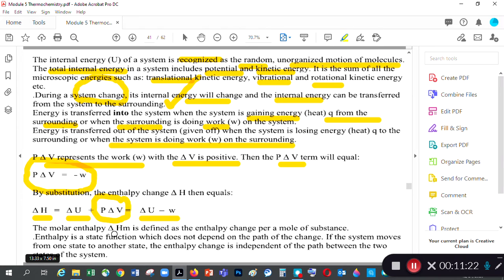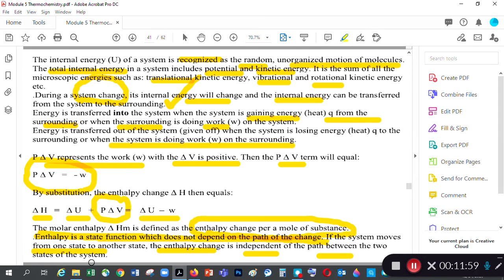The molar enthalpy change, delta H M, is defined as the enthalpy change per mole of the substance. Anytime you get molar, then a mole has to be involved. And it's very important here that enthalpy is a state function. What does it mean? It means it does not depend on the path. If the system moves from one state to another state, the enthalpy change is independent of the path between the two states of the system. It does not depend on the path.